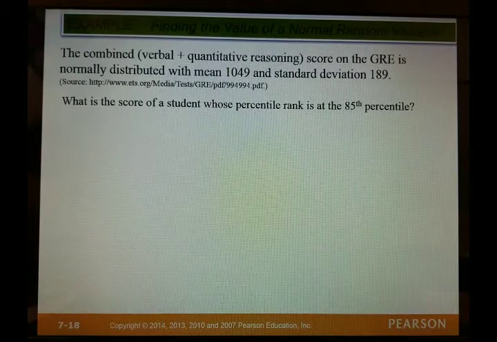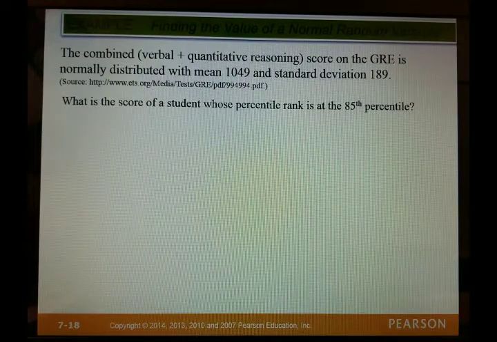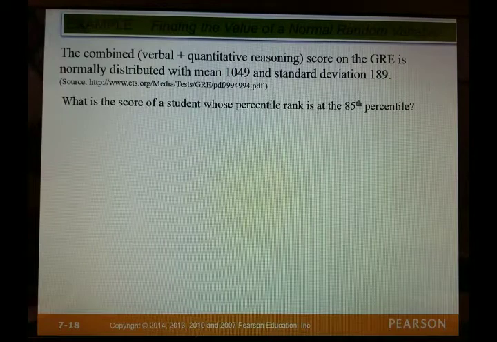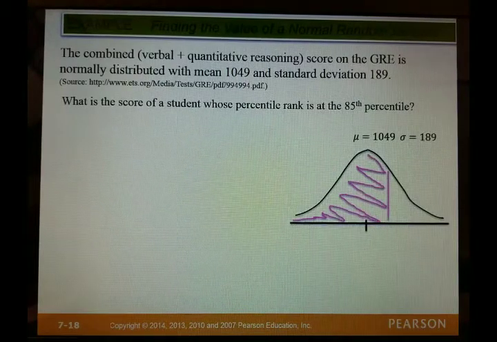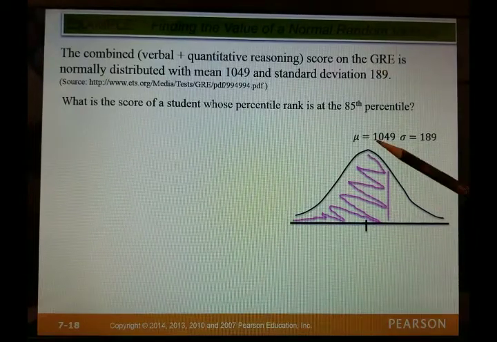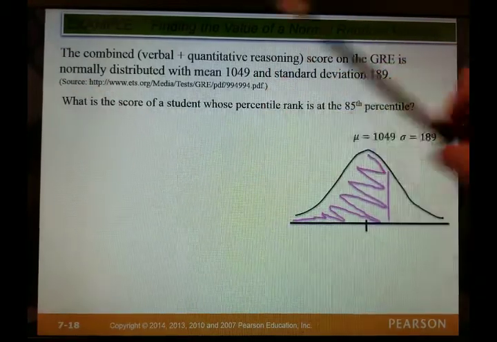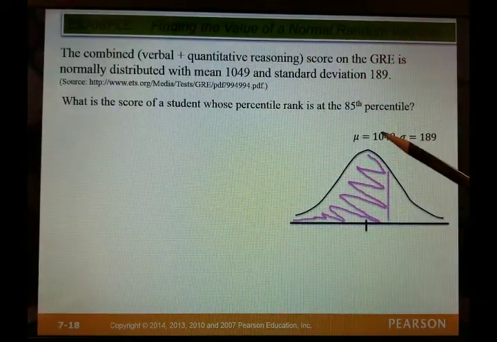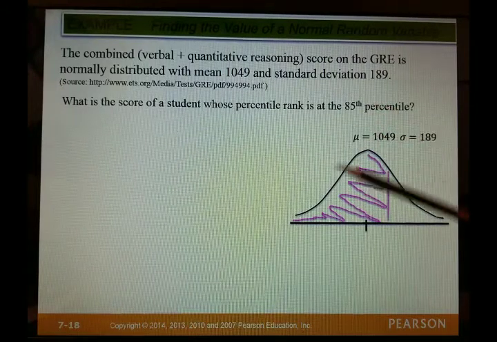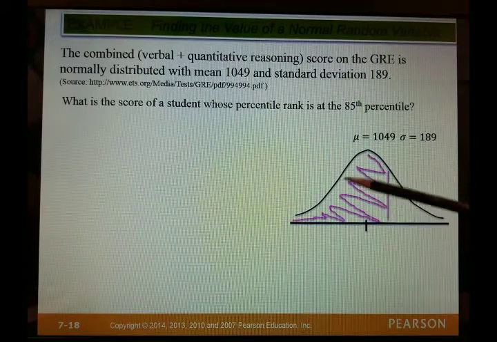The combined verbal and quantitative reasoning score on a GRE exam is normally distributed with a mean of 1,049 and a standard deviation of 189. It says, what is the score of a student whose percentile rank is the 85th percentile? See, 85th percentile means 85% is below me. Notice every time I draw the curves, I also write down what the mean and standard deviation is. It's easier for me, instead of having to go back and read in the story, to get the numbers. So I like to immediately write down the symbols, write down my normal curve, because I was told it was normal. 85th percentile means 85% is below.